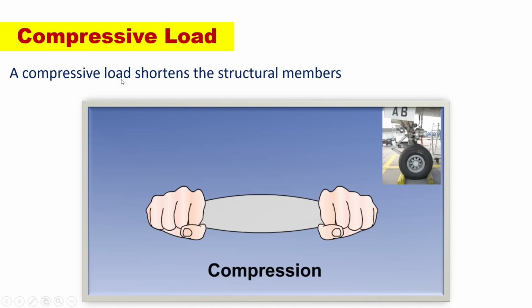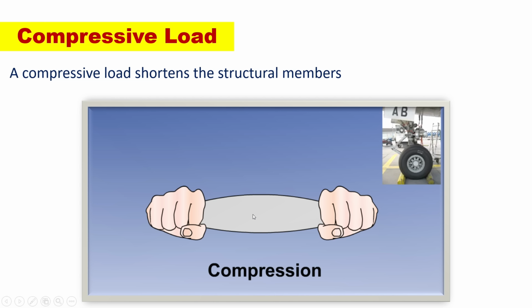The next type of load is compressive load. Compressive load is a load which shortens the structural members. It is exactly opposite of tensile load. So here we have again the same material, and this time the hands are pushing the material together. So it is being compressed. It is being shortened, and that is what compressive load is.